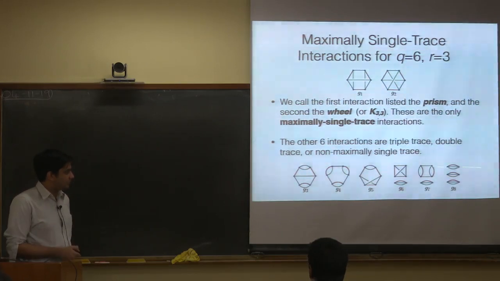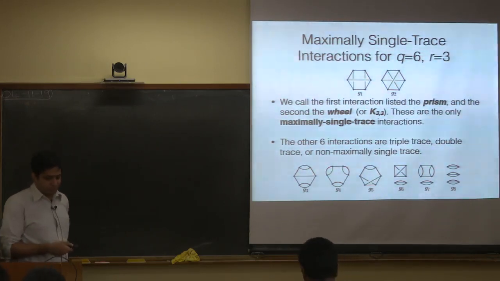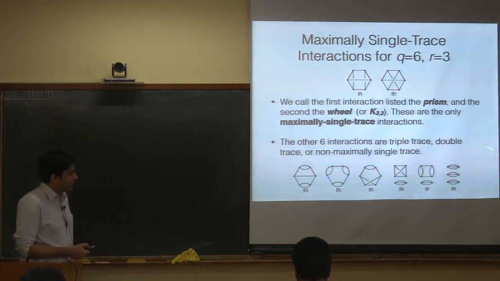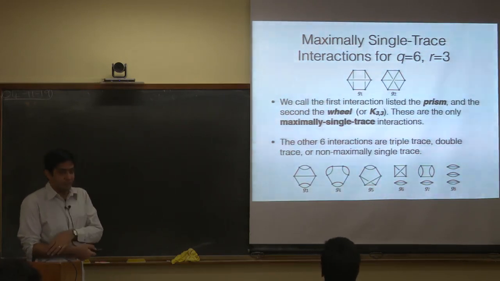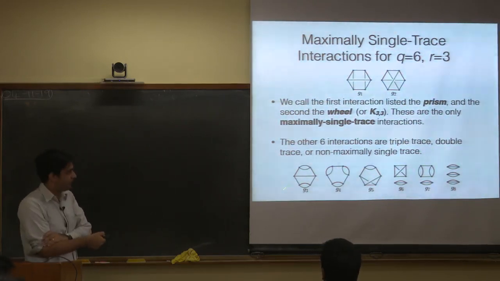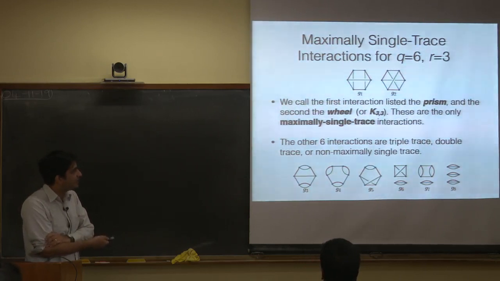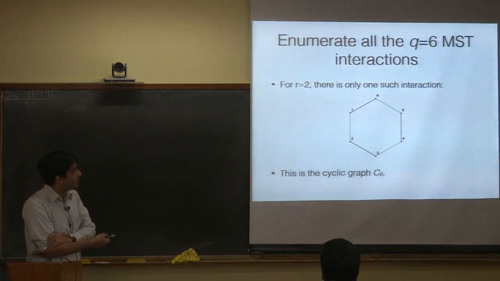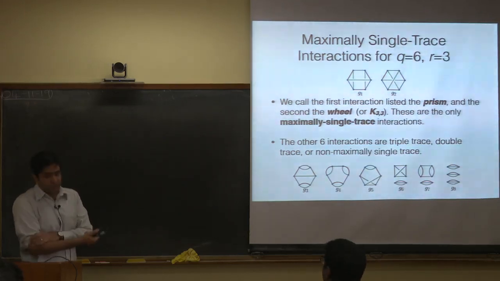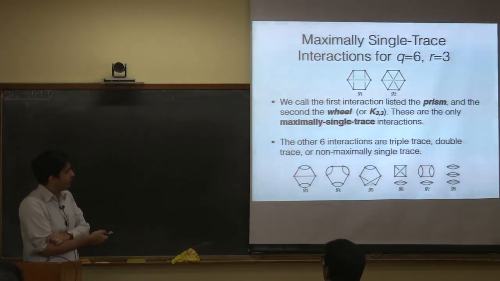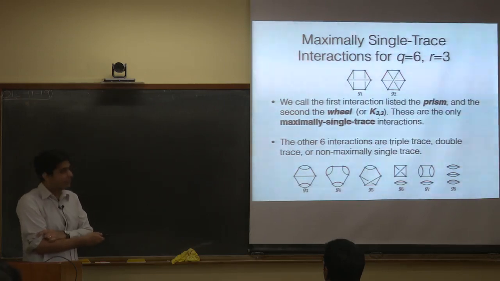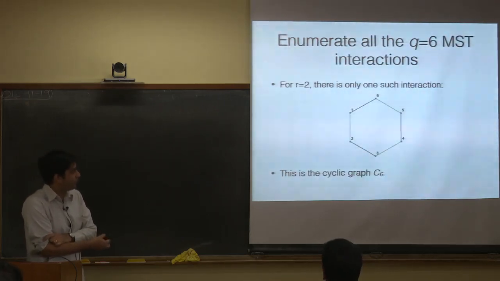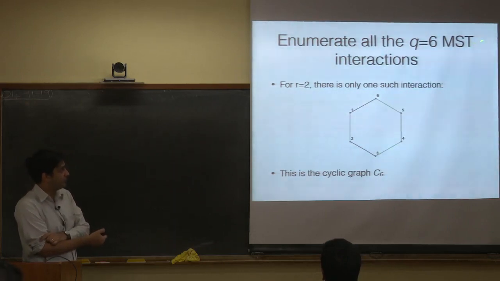In the first part, for these ones, it's not too hard to keep them. For R equals 3, I can keep them, and I do. But you might ask what happens with higher rank, like R equals 4 and 5. So we would like to enumerate all the maximally single trace interactions. We restrict to maximally single trace because the total number will increase fairly fast. Suppose we want to enumerate all the Q equals 6 maximally single trace interactions.